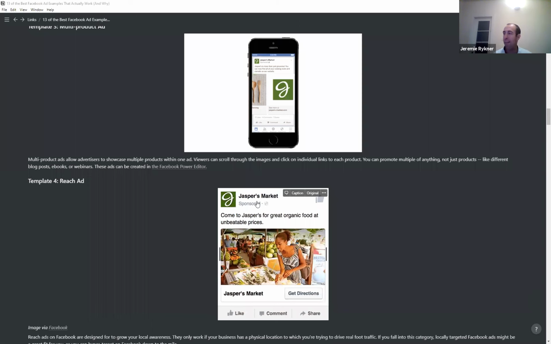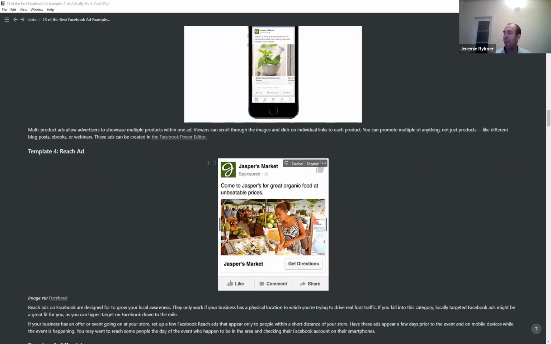Another type of ad is this ad here. You can see organic foods. You can see Jasper's Market. Come to Jasper's for great organic food at unbeatable prices. And then you can see here the call to action. Basically, if you look well, we have two calls to action. Now, question for you: what are the two calls to action here?